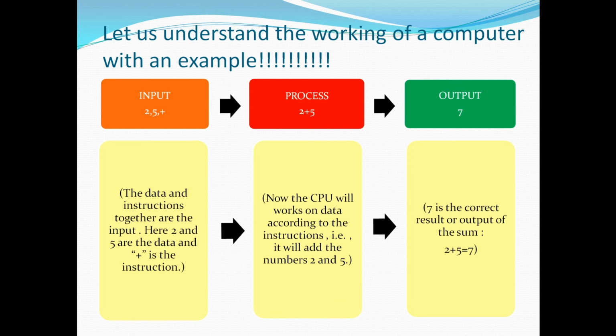What is process? 2 plus 5 is process. Now the CPU will work on data according to the instruction, that is it will add numbers 2 and 5. Now what is output? 7. 7 is the correct result or output of the sum 2 plus 5 equals 7. So this is the way by which IPO works for a computer. Input, process, output works for a computer.